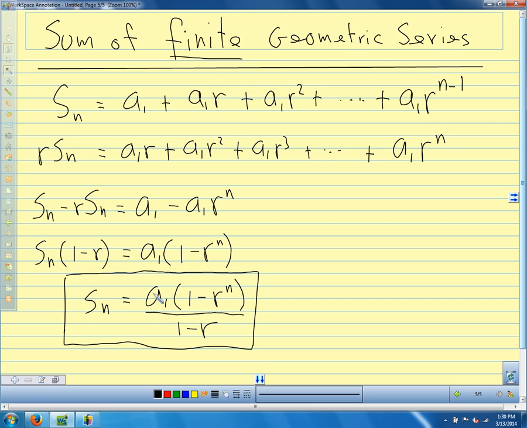So I need to know my first term, I need to know my common ratio, and I need to know how many terms I'm adding up. And this will let me find the sum of a finite geometric series. The couple of ways that you might be asked this question, the sum of a finite geometric series, the sum of n terms, or the nth partial sum. Both of these things mean the same thing. It means add up n terms.